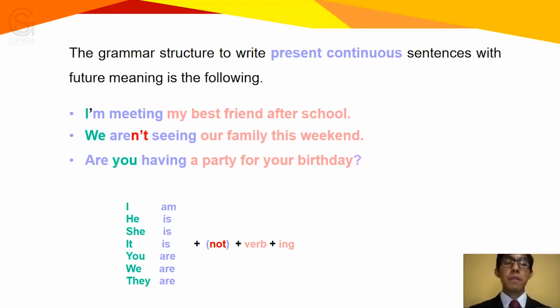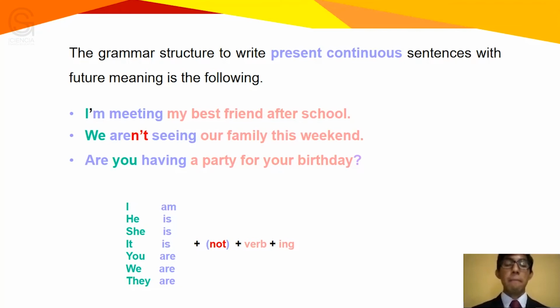In the negative form, we have the subject, the auxiliary be, plus the word not to transform this sentence into a negative one, plus the verb in the ing form, plus the rest of the sentence. We can use the complete form, which are not or is not, or we can use the contraction, aren't or isn't.